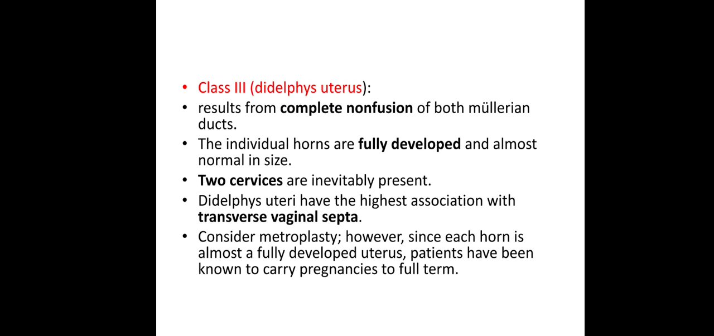The individual horns are fully developed and almost normal in size. 2 cervices will be present. That's why I said there's no fusion, so even the cervix will be 2. And the didelphys uterus at the highest is associated with transverse vaginal septa. Mostly you may not need to treat them because both the hemiuteri are fully developed, so it might carry on till term, so it may not require treatment at all.